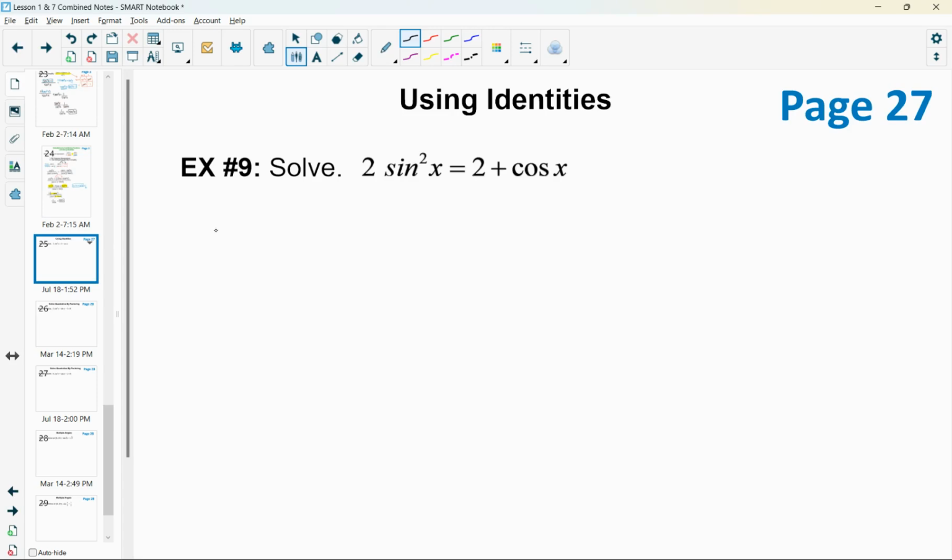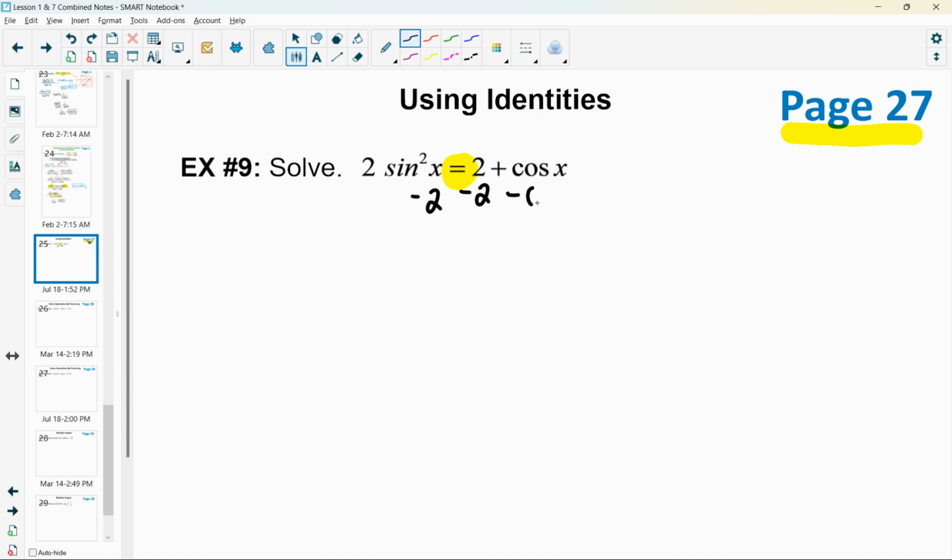Example 9, now we've got an equal sign, okay? So now we're getting into equations, and this is on page 27 in your packet. But now we're getting into equations, so we're actually going to do more than just factor. We're going to end up solving using our unit circle. So in order to do this, okay, we need everything on one side of the equal sign because we see a squared function and a non-squared function. Now they're different functions, so we're going to have to deal with that in a little bit. But let's get everything to one side of the equation first.